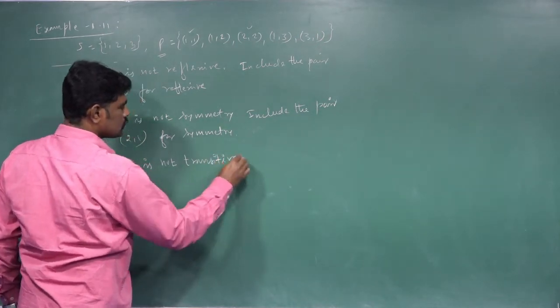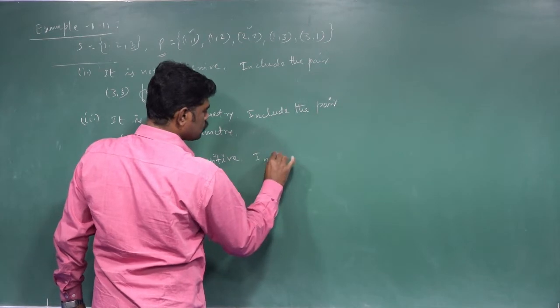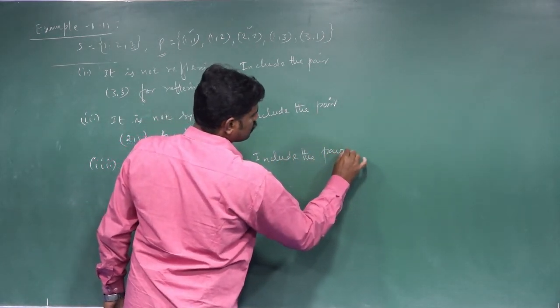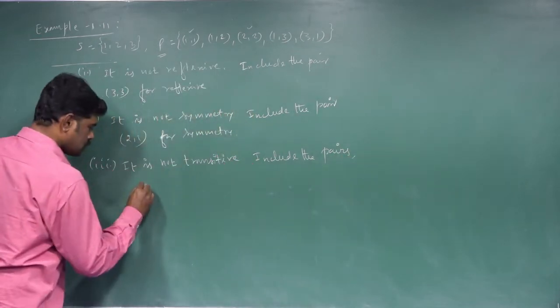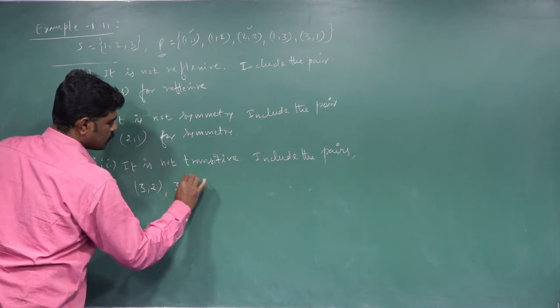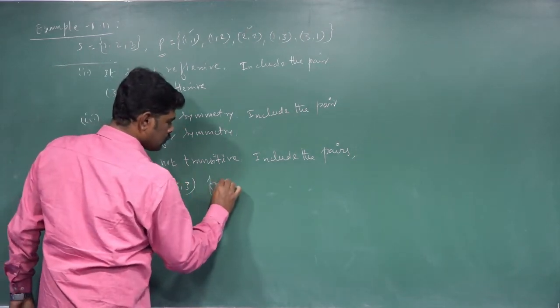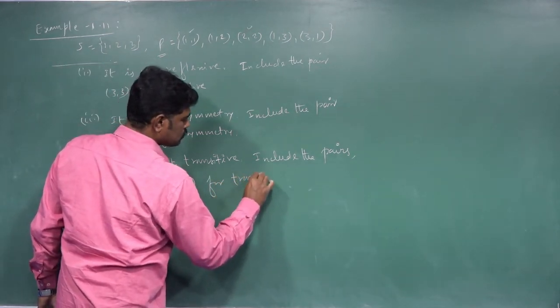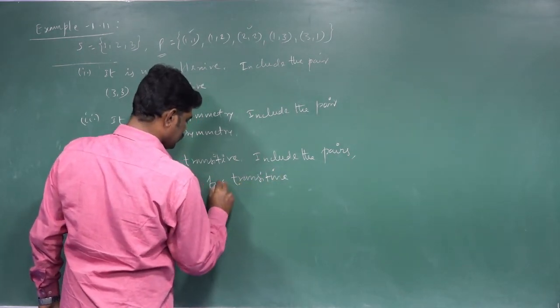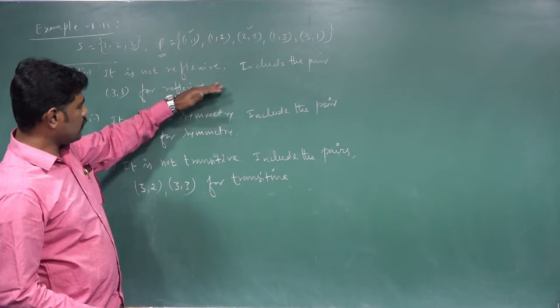It is not transitive. Include the pairs (3, 2) and (3, 3) for transitive. Right, up to here we have verified transitivity.